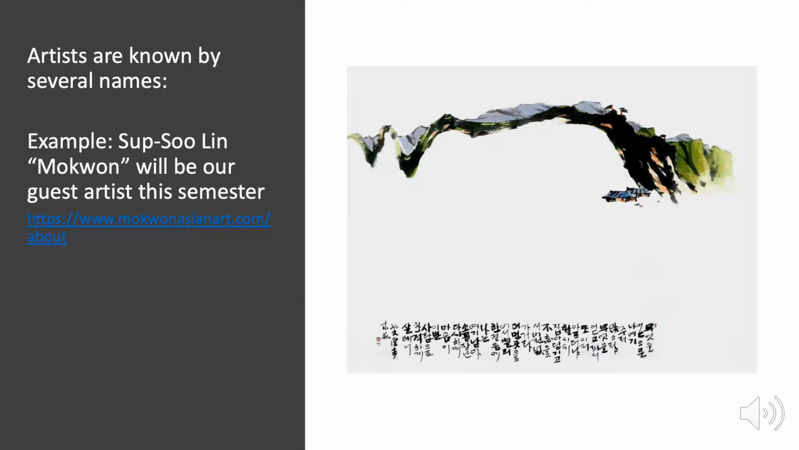For example, Soup Su Lin, who's a friend of mine and an artist who will be visiting us later this semester, goes by the artist name Mo Quan, and that is a name that she earned from her master after 20 years of apprenticing for her. So she's able to sign her work with a stamp or a seal with her artist name. And she also has a stamp or a seal with her given name, Soup Su Lin, her family name. So just keep in mind that artists have more than one name in Chinese art.